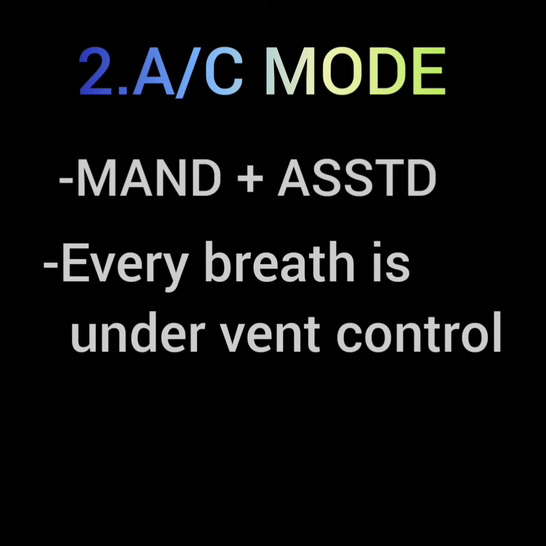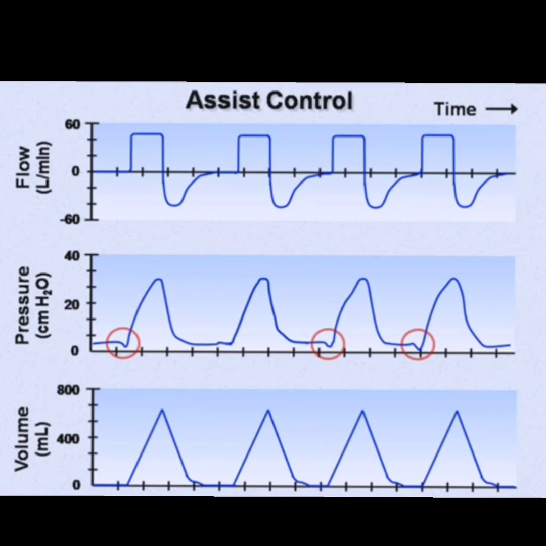So here we can see one diagram. If you look at the middle wave pattern, before the first positive wave you can observe a small negative deflection, which indicates that the patient is creating negative pressure. So it indicates patient efforts for inspiration. It is immediately followed by a positive wave of pressure up to approximately 30 centimeters.